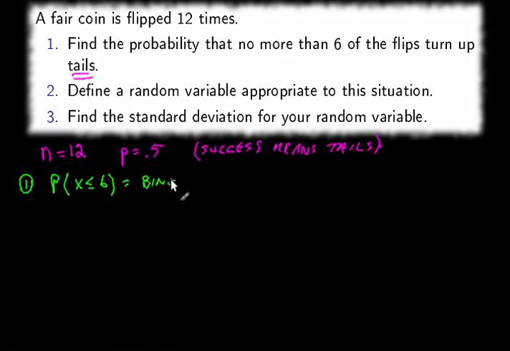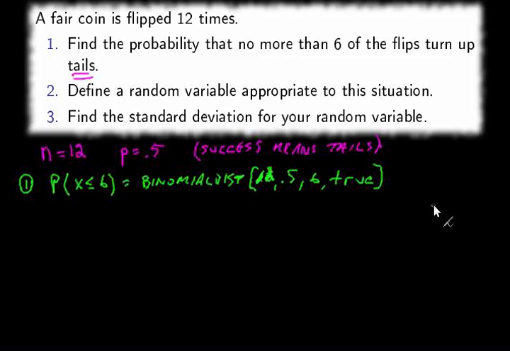So on GeoGebra, that's binomial dist. And we need n, p, that is the number of trials, the probability of success, the value of x, which is 6, and since we want the probability of 0, 1, 2, 3, 4, 5, all the way up to 6, this is cumulative, so we will use true for the last argument. We need 12, 0.5, 6, true.